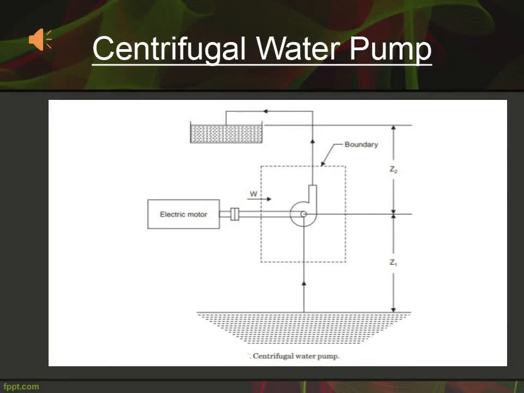Next in application, we have the centrifugal water pump. The schematic diagram of centrifugal water pump is shown on the screen. The rectangular dotted line enclosing a box represents the boundary which separates the system from the surrounding. The system constitutes the centrifugal water pump as shown in the middle, and the surrounding constitutes the electric motor on the left hand side and the water to be pumped. Z1 and Z2 are respective heights from the datum.